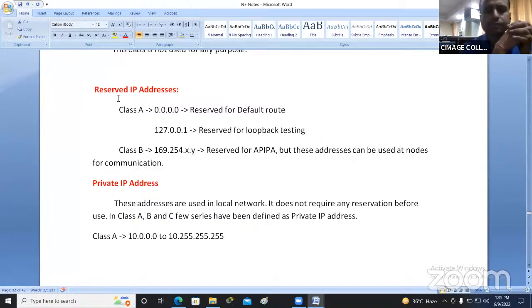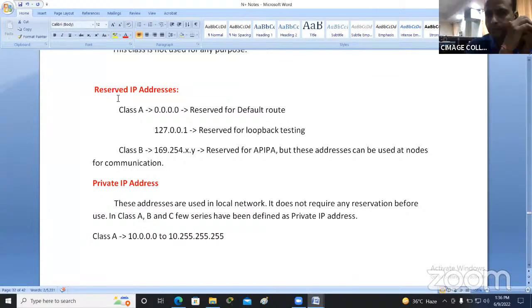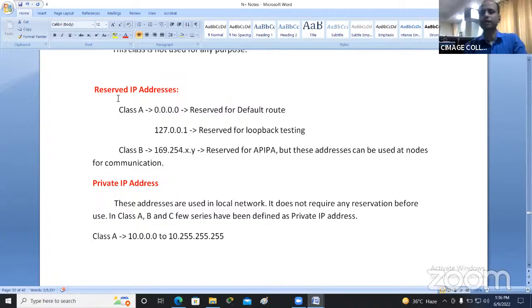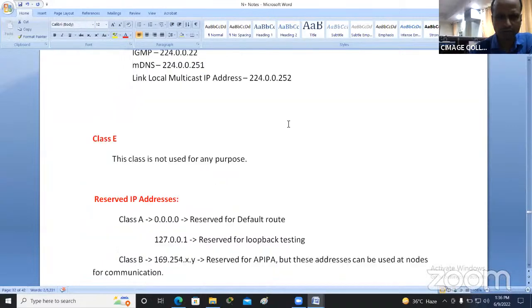For example, in class A, the 0 series is reserved for default route. Now, what is default route? Does anybody have any idea about default route? No, sir. No. Okay, fine. Just see. I'm just going to draw a diagram.